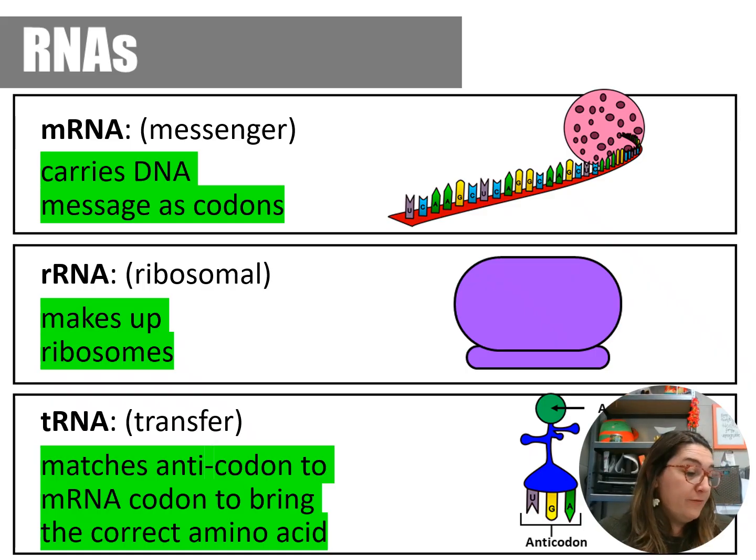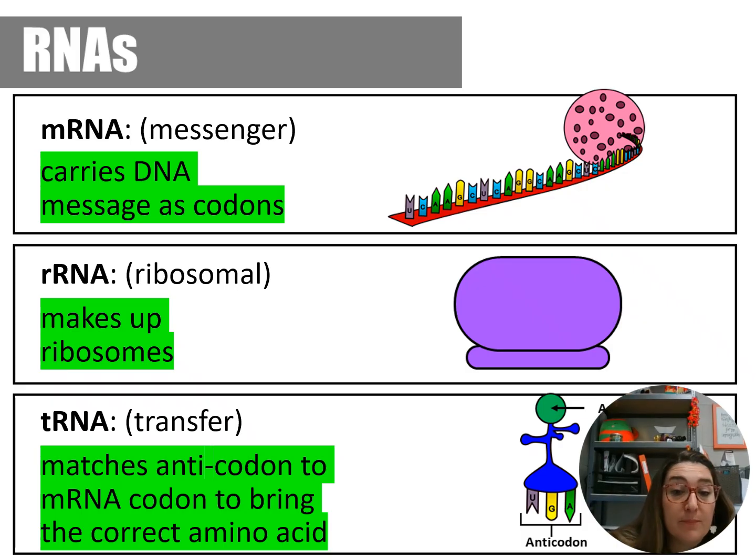So what are the 3 different types of RNAs that we're going to talk about today? First off, we've already talked about messenger RNA. And messenger RNA carries the message as codons from the nucleus to the ribosome. Ribosomal RNA is the RNA that makes up the ribosome. And tRNA is our transfer RNA. And it matches what's called an anticodon to the mRNA codon, and it brings the correct amino acid.